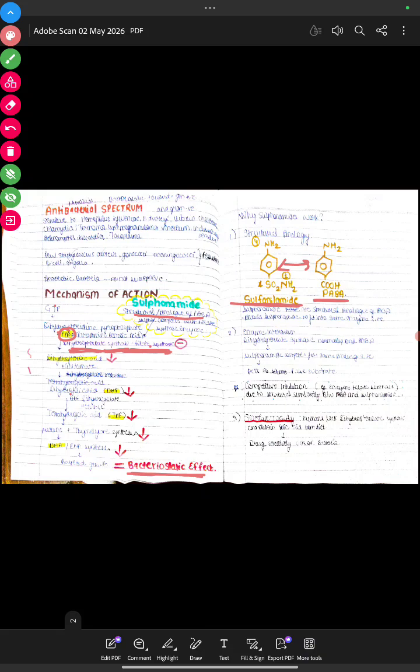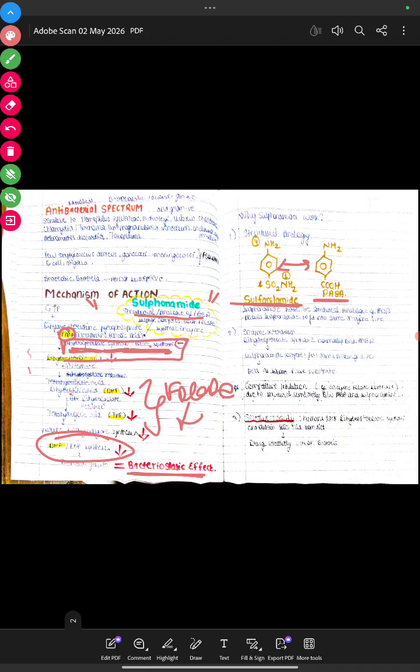So it will produce a bacteriostatic effect. Why? Because DNA synthesis is also decreased. For this mechanism of action you have to remember this line, which is very important: sulfonamide is a structural analog of PABA and it will compete with the folate synthase enzyme, competitive inhibition. Okay, and you have to remember this step and how folates are reduced.